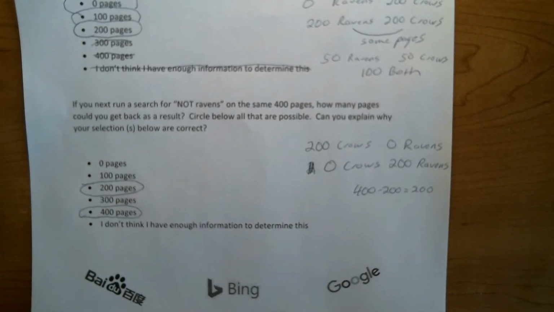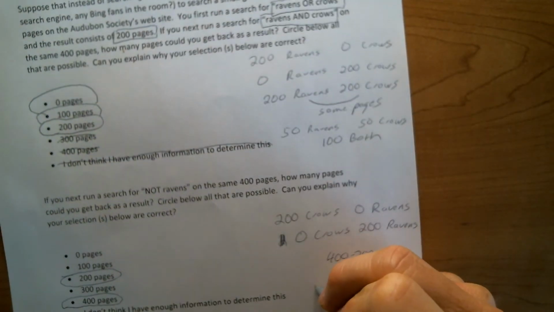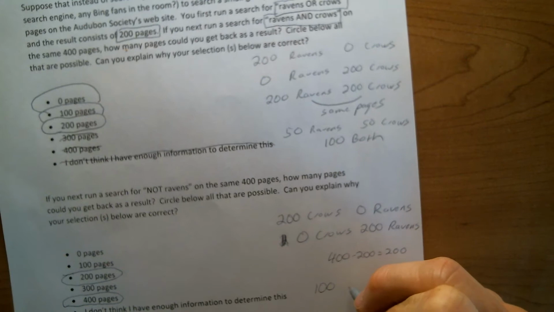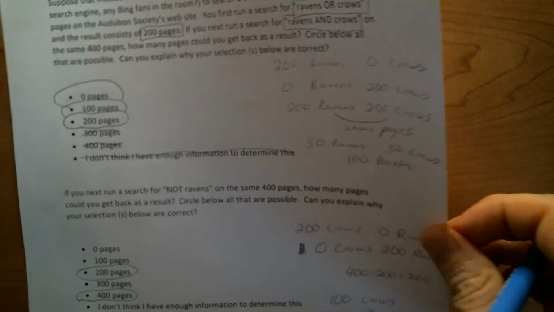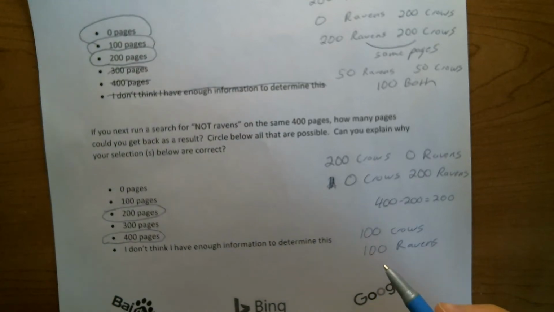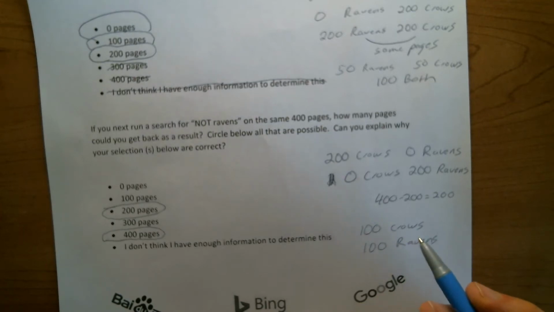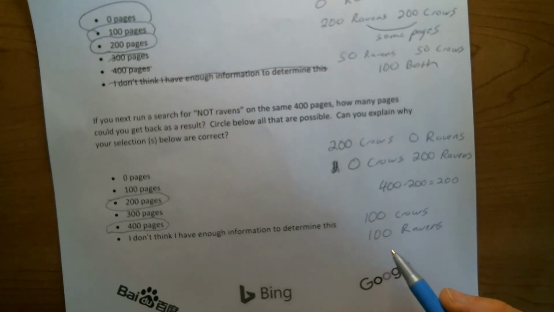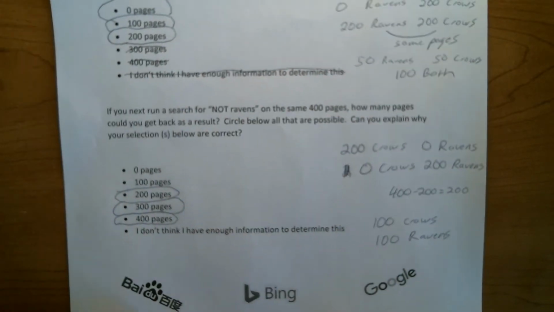So let's think about a situation where we might end up with 300. Of those original 200 results we got back, maybe 100 of them said crows and 100 of them said ravens. If 100 said crows and 100 said ravens and there was no overlap, none where they were both the same, then the ones that are going to be not ravens are going to be 300.